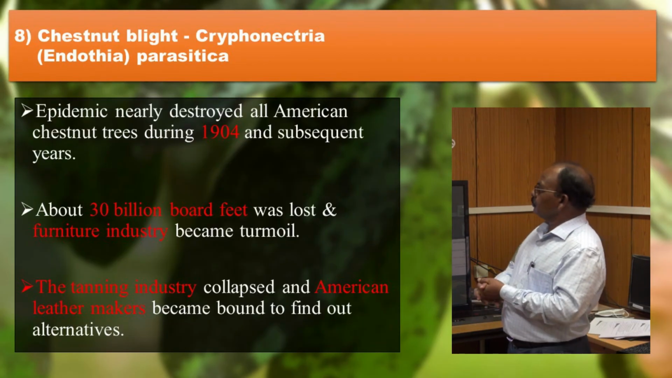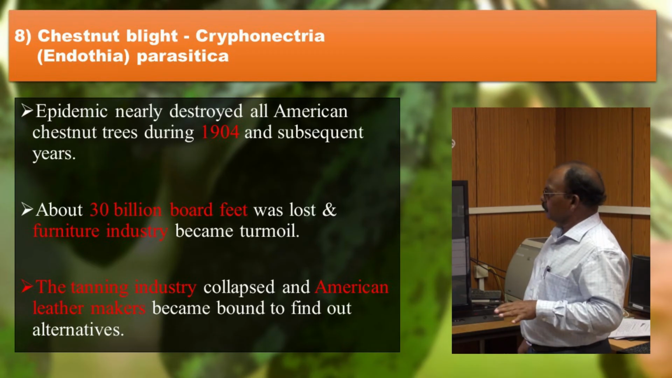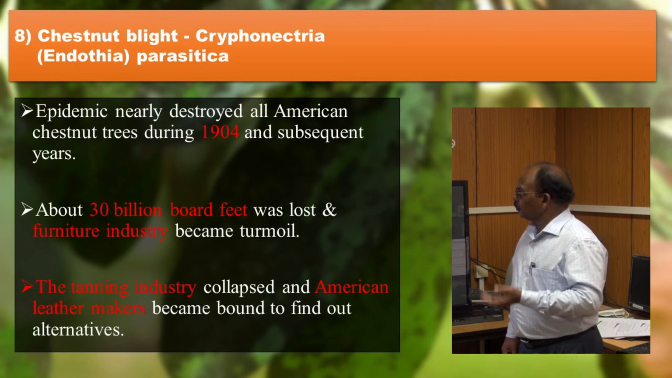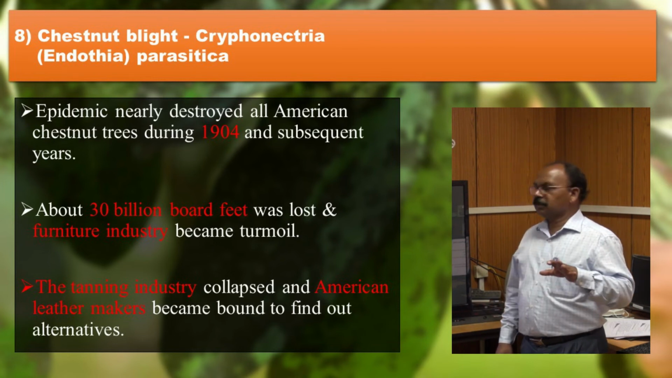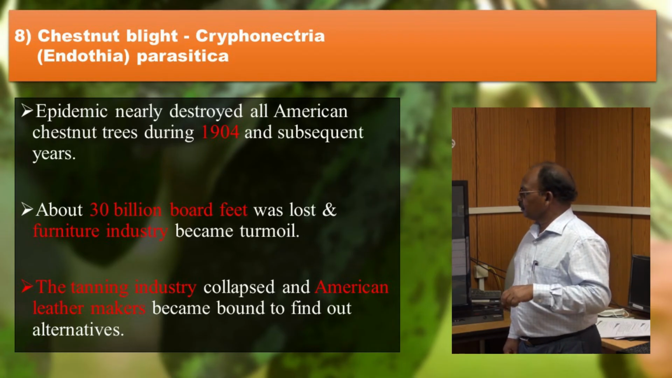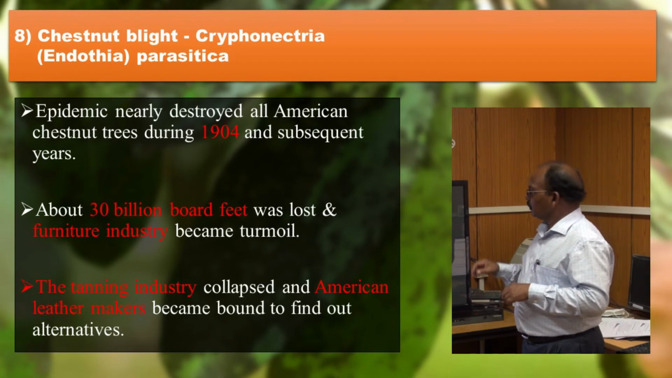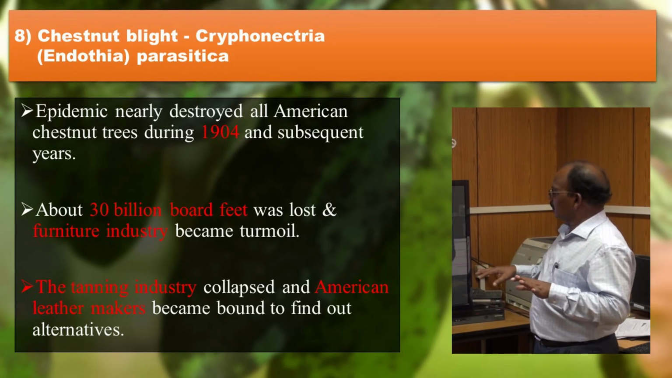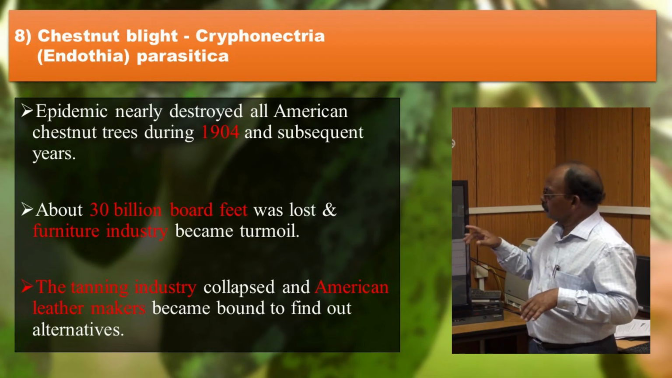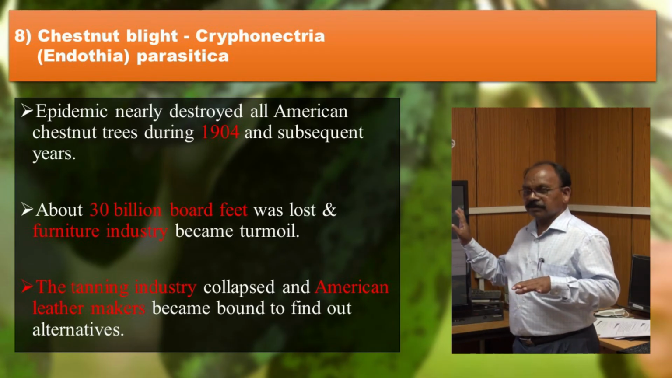Now next disease, chestnut blight, caused by Cryphonectria parasitica. This disease destroyed all American chestnut trees during 1904 and subsequent years. About 30 billion board feet was lost. Furniture industry, tanning industry and American leather industry also collapsed. Board feet is a measurement.